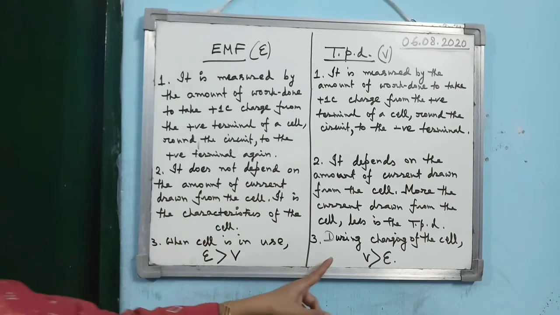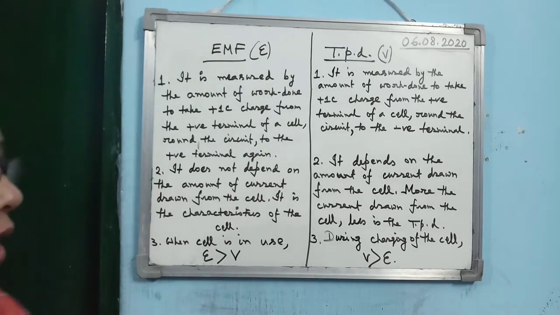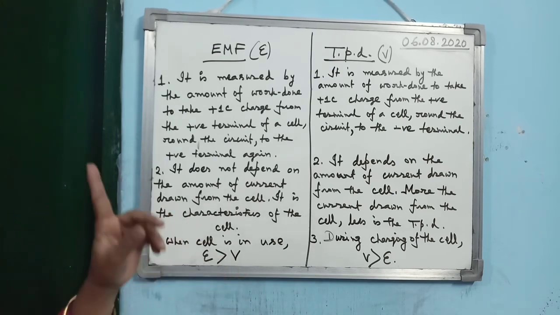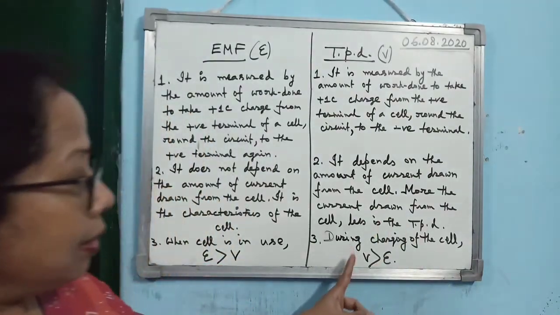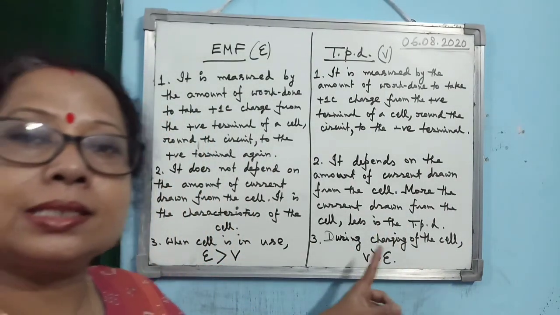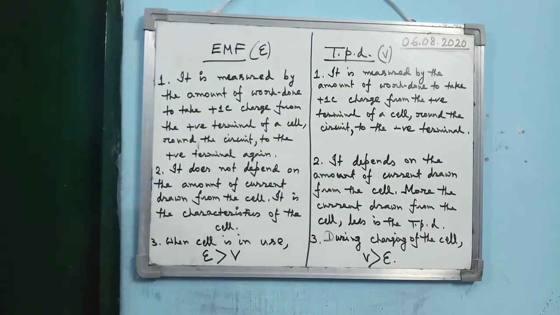And the third point, which I will discuss in detail later, is that when the cell is in use, when you are drawing current from the cell, then EMF is greater than terminal PD, but when you are charging the cell, then the terminal PD is greater than the EMF of the cell. So these are the differences between EMF of the cell and terminal PD of the cell. Terminal PD is sometimes also called terminal voltage.